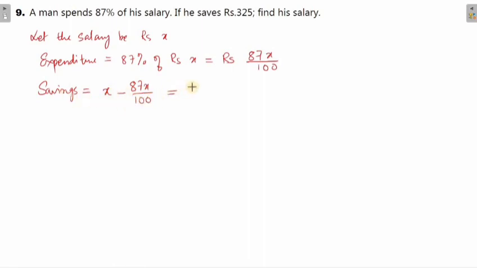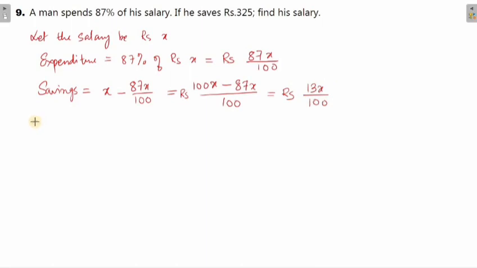So just subtract and check how much you get. 100 into X is 100X. So let me write rupees in front. So 100X minus 87X divided by 100, isn't it? Now let's subtract and check. 100 minus 87 is 13X by 100. So this is the savings, right?